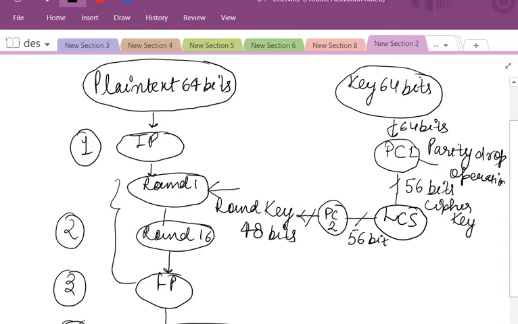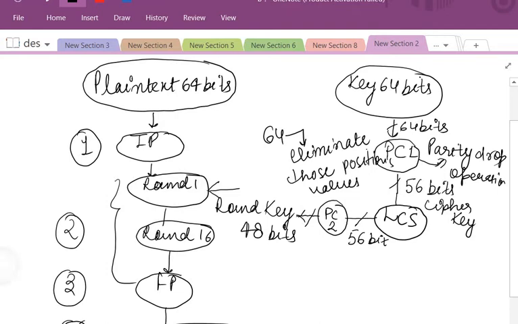The permuted choice 1 uses the parity drop operation. This is very simple. In the parity drop operation, we have to eliminate only those bit positions which are multiples of 8. So from the 64 bits, we have to eliminate those position values that are multiples of 8.